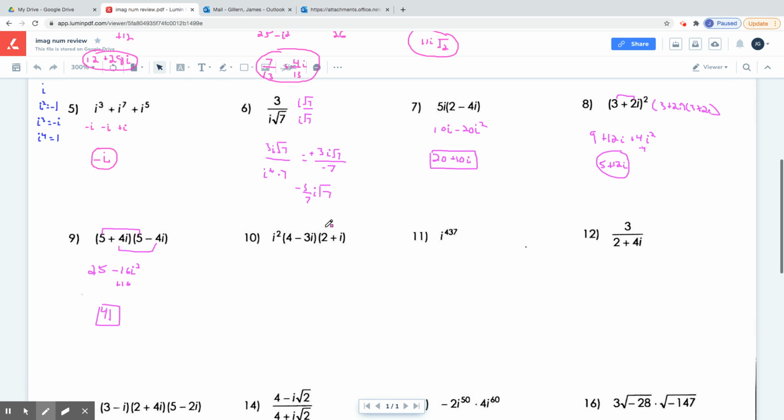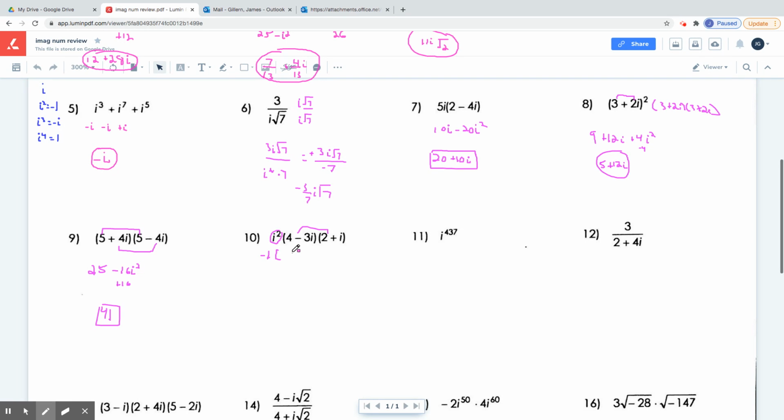All right. So for this one, you have i squared times 4 minus 3i times 2 plus i. A lot of different ways of multiplying. It doesn't matter the order that you do it in. What I'm going to do, though, is ask what i squared is really equal to. Well, isn't that just negative 1? So I'm going to FOIL these two out, and then whatever I get at the end, multiply by negative 1, which means change the signs.